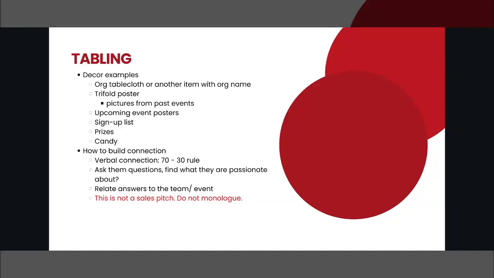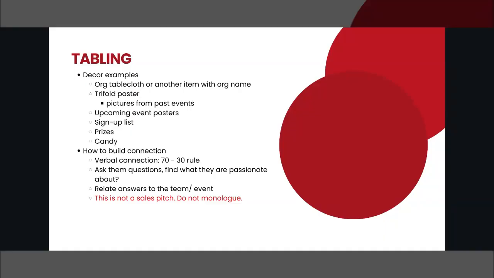So, how do you do that? I have found that the 70-30 rule is a very, very effective way of building verbal connection. So, what does that mean? You are listening 70% of the time and talking 30% of the time, right? For example, asking them questions. So, what are they passionate about? If they enjoy film, you don't want to talk to them about film. You want them to talk to you about film, right? You're building connection.